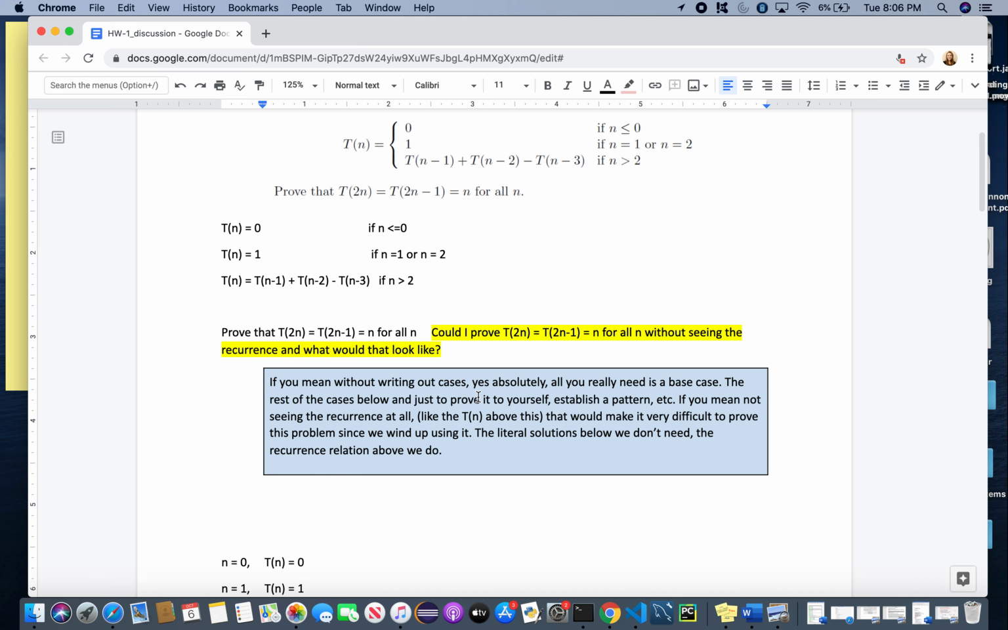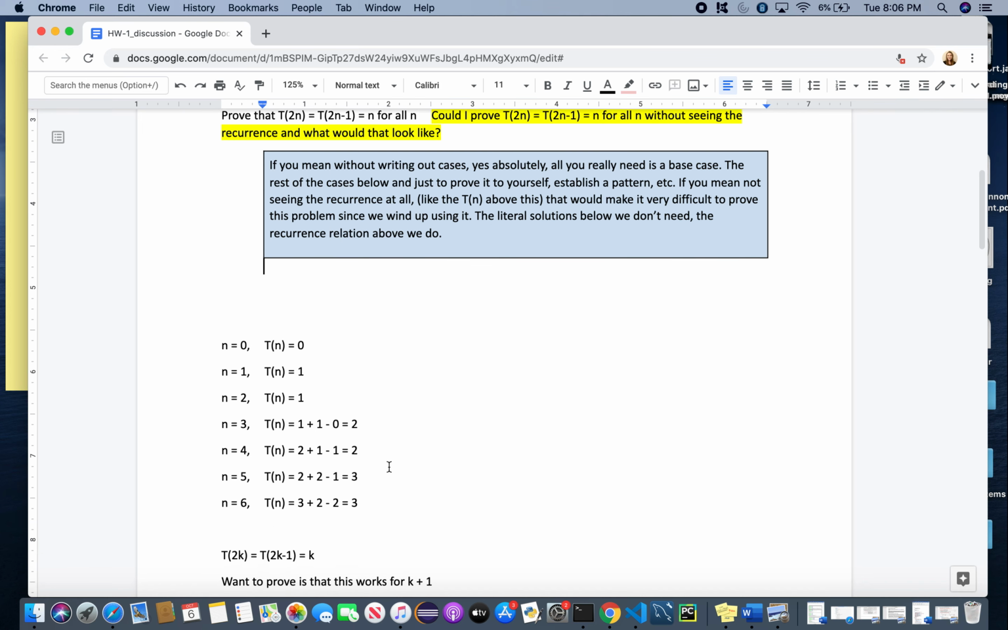So when you say without seeing the recurrence, I think you're talking about literally writing out the recurrence with actual numbers plugged in. And that's an absolute yes, you don't need to do this. This is something I write up for my own understanding, and I put it on here thinking it might help you too, but it's not actually part of the proof. It doesn't really prove anything. It just proves it for these specific numbers.